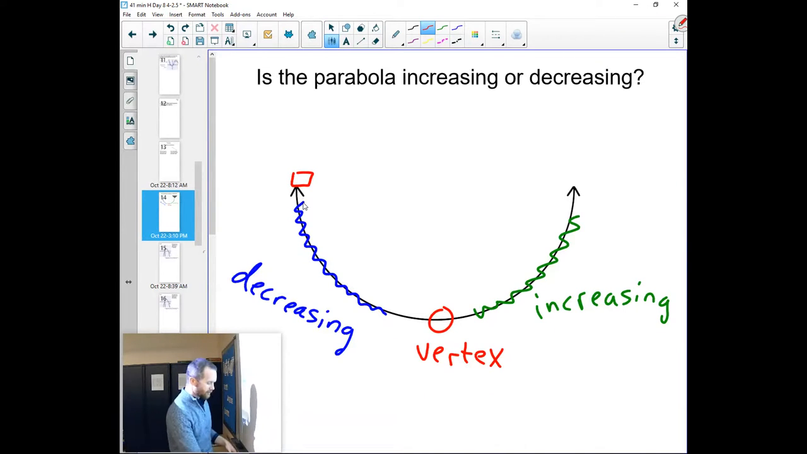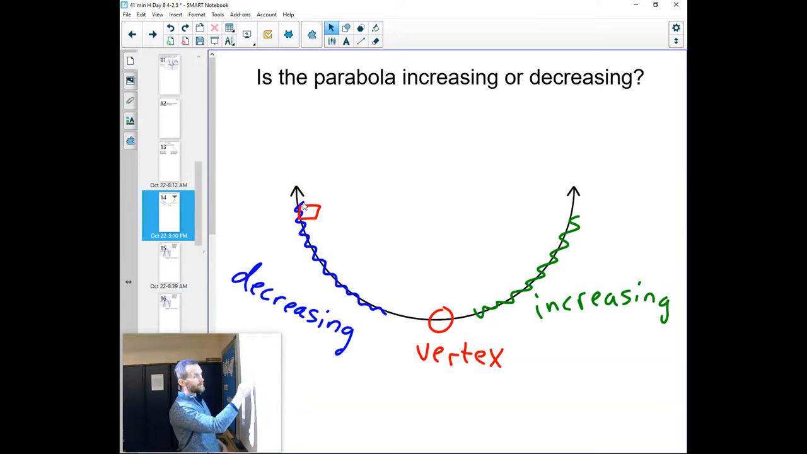So let's imagine it's like a roller coaster. We start from left to right, decreasing, decreasing, decreasing, decreasing, and then right there, just for a second, we're neither decreasing nor increasing. And then as soon as we get there, now we're increasing, increasing, increasing. But right there at the vertex, we're doing neither. Just for a quick second, we stay constant, as we're moving from decreasing to increasing.